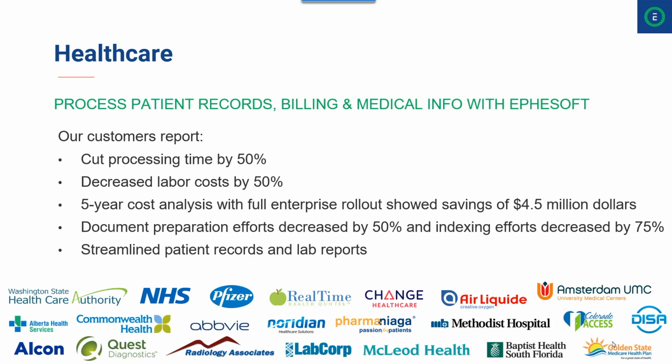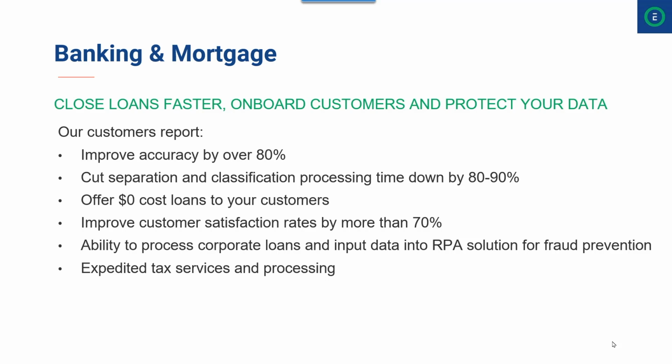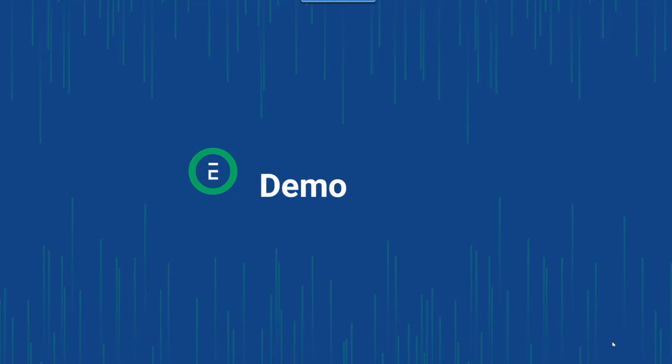In healthcare, we can automate the capture of patient intake records, billing documents, patient records, lab reports. In insurance, think about an automated claims process that can cut your labor costs in half, cut processing time 75 days to 8 days. In finance, we can onboard customers quicker, process loans faster by 80 to 90%. Big improvements in customer service.